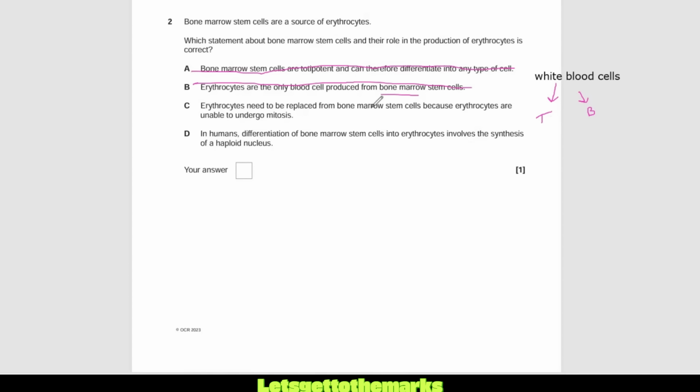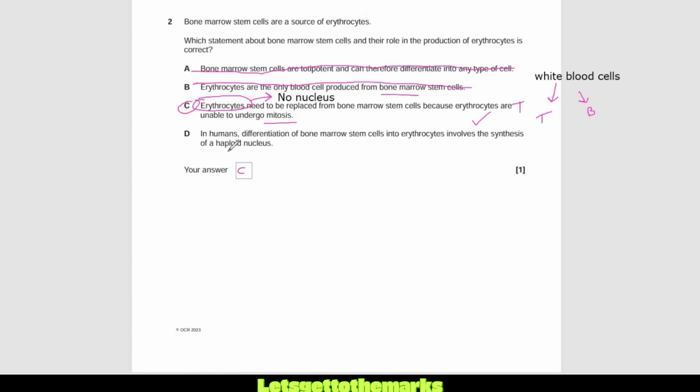Erythrocytes need to be replaced from bone marrow stem cells because erythrocytes are unable to undergo mitosis. Now, you might not have been taught this specifically, but what is it that erythrocytes or red blood cells are missing? And hopefully you know erythrocytes have no nucleus. And because they have no nucleus, they don't have many organelles, especially we need to know they don't have a nucleus. Therefore, how could they do mitosis? They don't have spindle fibers. They don't have a nucleus. So you can't do nuclear division. You can't do that if you don't have a nucleus. So yeah, that is definitely correct. This is the true statement. This is correct. The answer here, folks, is C.